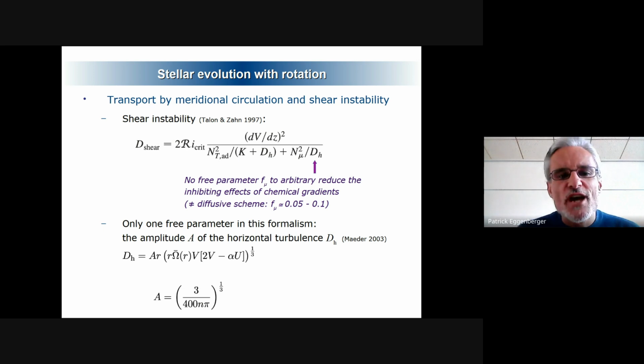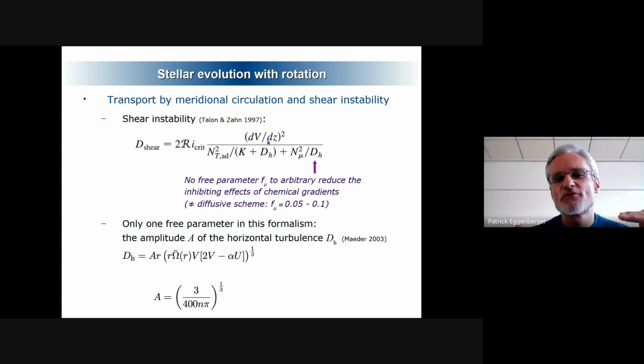Okay, so then we have to model, of course, this turbulence. The first term that we need to know is the coefficient related to the shear instability. In this case, we use a shear instability that is related to the original work by Suzanne Talon and Jean-Paul Zahn in 1997. The interesting point when you do this is that you have this kind of criteria that depend directly on the gradient of velocity in your star.